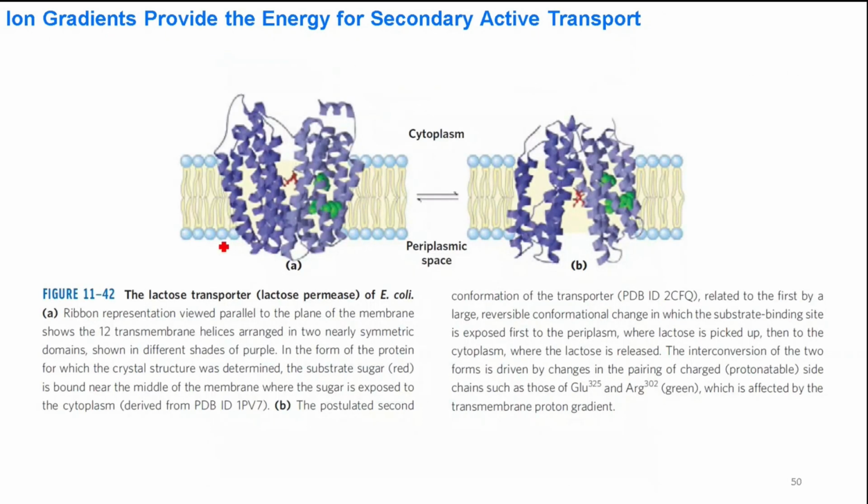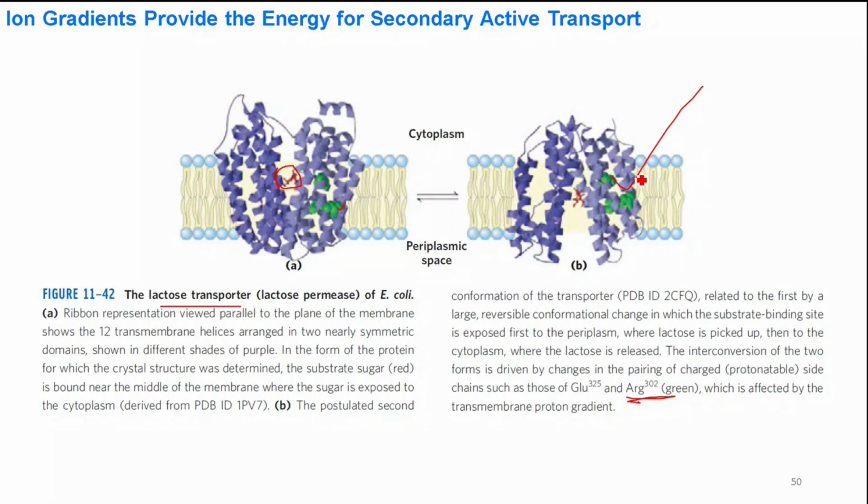And you can see here once again what is happening. One carbohydrate molecule is coming into this transporter. This is the lactose transporter. And you can see these are the charged arginine, and the red ones are sugars, and the green ones are arginine.